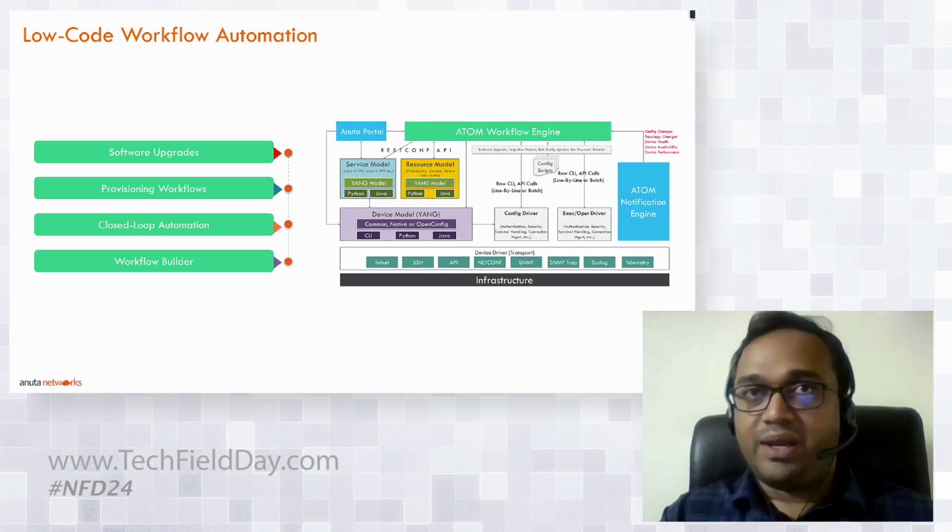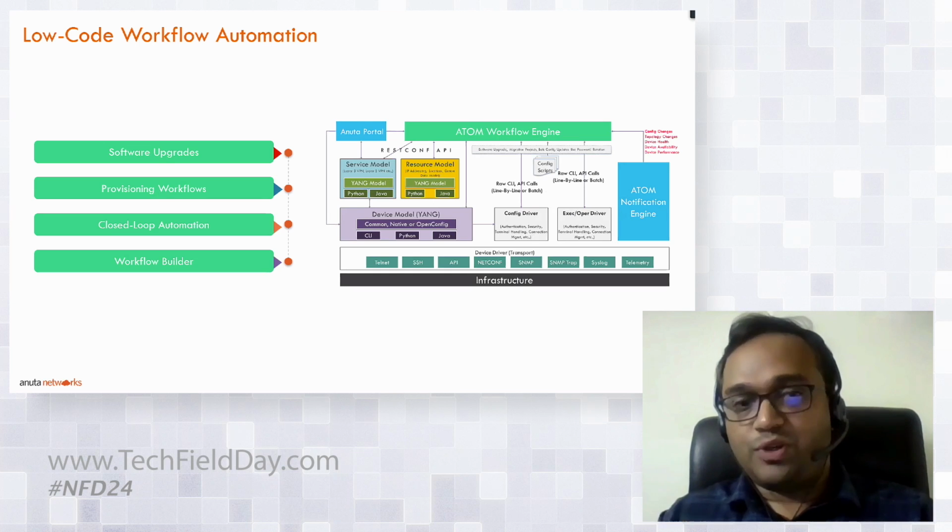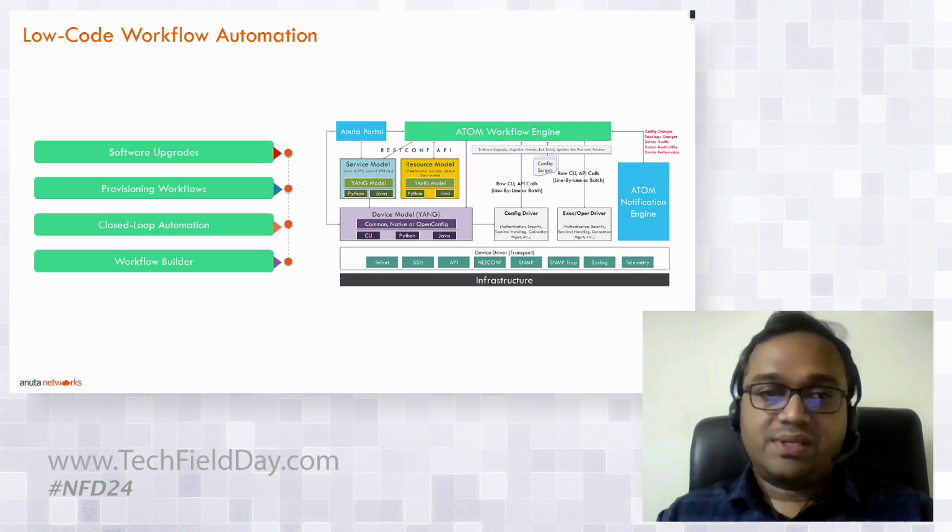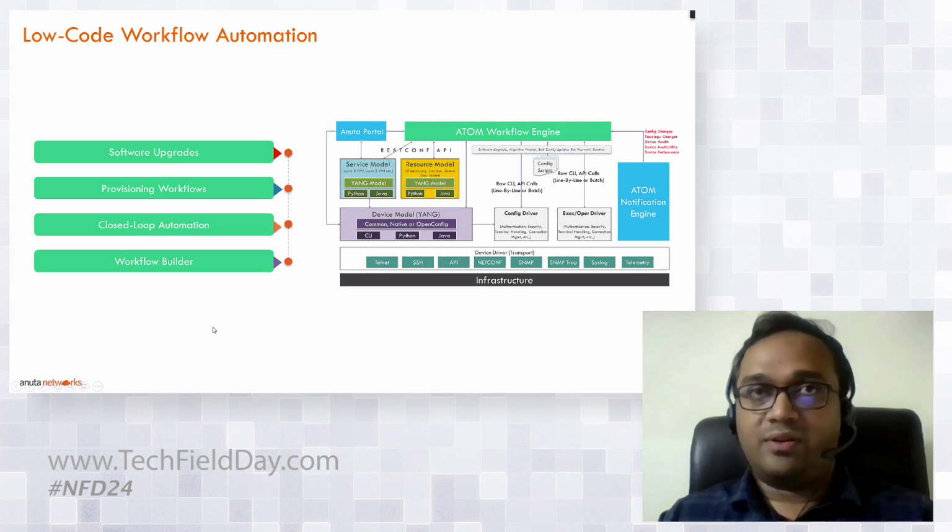So we have the software upgrades. Right, so they're going to be this traditional method of procedure. Any customer would have a software upgrade MOP. So that is something that we can handle. Then we have provisioning workflows, and then we can have some of the closed loop automation workflows. And then we'll also see how we can build some of these workflows using the workflow builder. All right, so let's go back to the UI screen now.